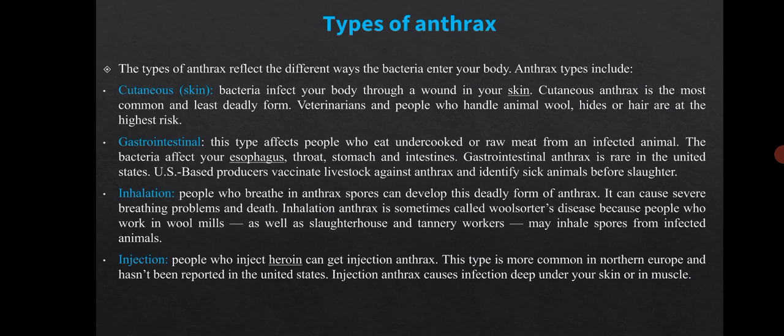The third type is called inhalation anthrax, which develops when people breathe in anthrax spores. This deadly form of anthrax can cause severe breathing problems and even death. It is more common in some people. One type of inhalation anthrax is called woolsorters' disease, which affects people who work in the wool industry.